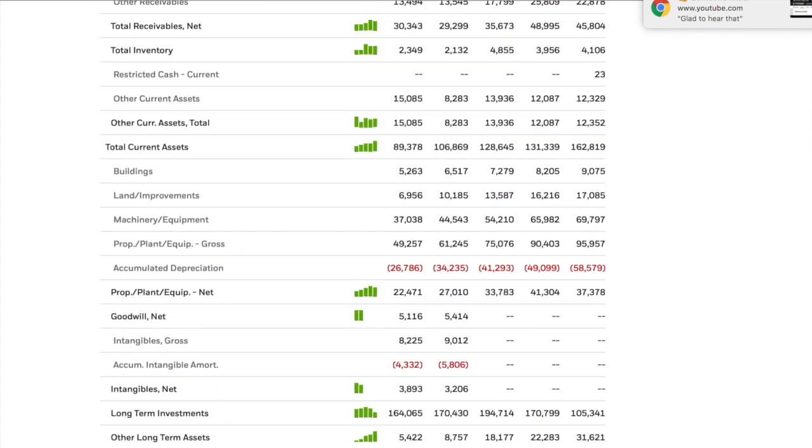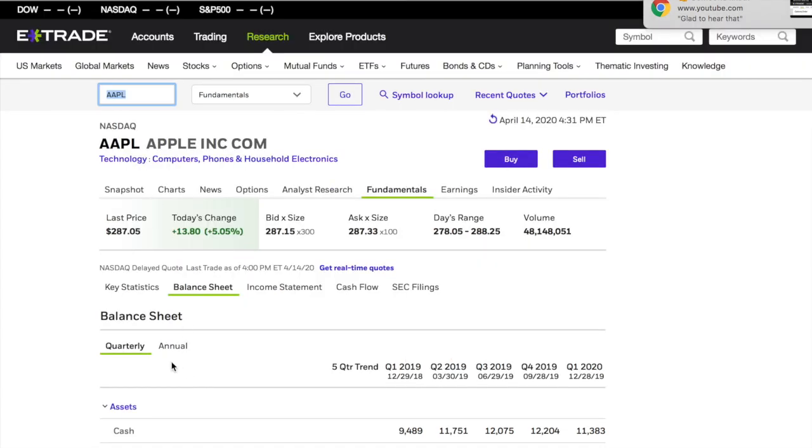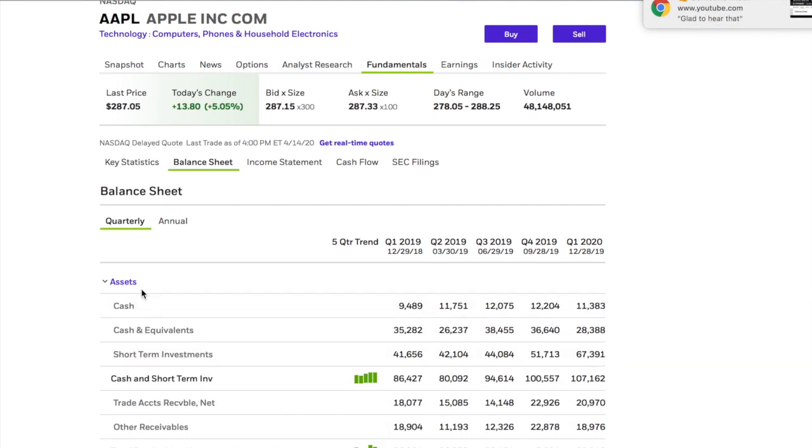So you can see you've got some good information right here. You have the 5-year trend, the annual balance sheet, and you can look at the quarterly balance sheet too. Right here in front of your face, you can see what a company is worth, how much money it has in the bank. This is how you can look at the balance sheet on Etrade.